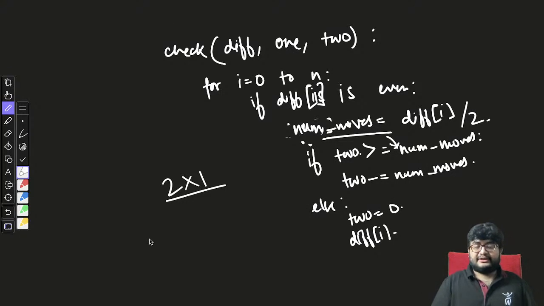Similarly, for the odd also we'll do the same thing, and finally we'll figure out if we are able to do for everything. Wherever we are not able to satisfy, we'll just return a false, and at the end of this check we can return a true.